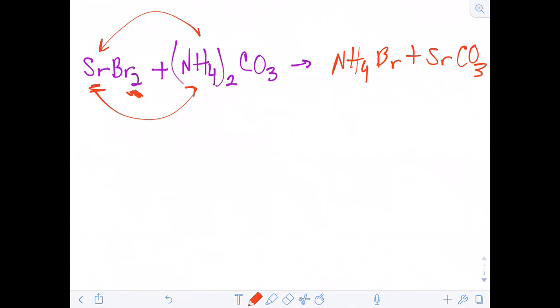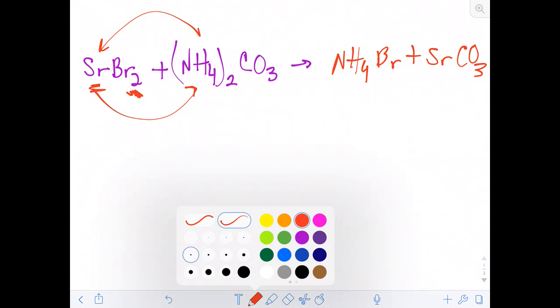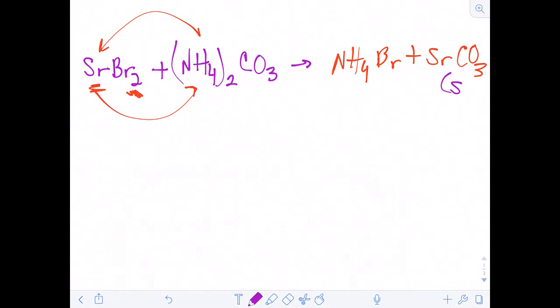read your table. What does it say? Exceptions to carbonate? Ammonium. Again, anything bonded to ammonium, because ammonium is so soluble, is going to be soluble. In this case, this carbonate is not bonded to ammonium, so it's not soluble. So I write what for the phase? I write S for solid.